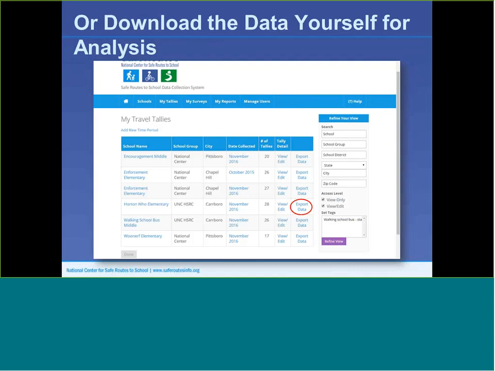Or if you really want to, and certainly we've heard many cases of people doing their own data analysis, you can download a CSV file by exporting the data. So you can see Horton Who Elementary, November 2016, you can get that raw data right there in a CSV file, and then create your own data set.